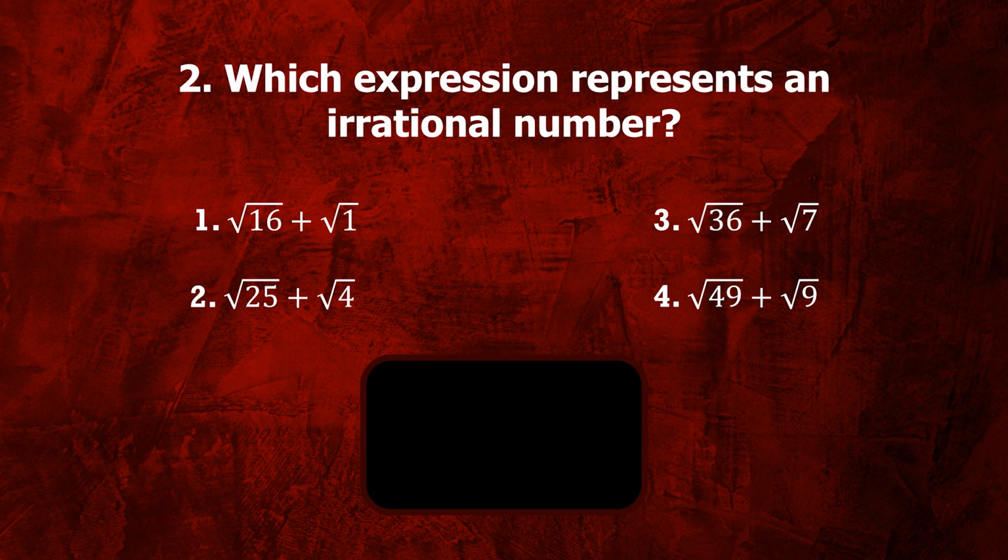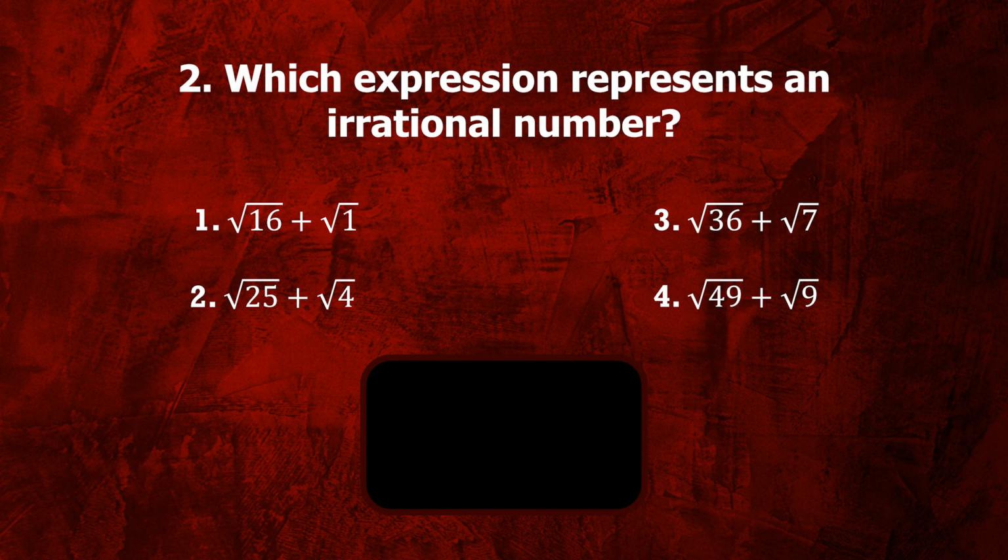Moving on to option 4. The square root of 49 is 7, and the square root of 9 is 3. So, option 4 is equal to 7 plus 3, which is 10. Is 10 an irrational number? No, it is not. We can write 10 as a fraction of two integers, such as 100 over 10. So, option 4 is another rational number, not an irrational number. We can eliminate option 4.